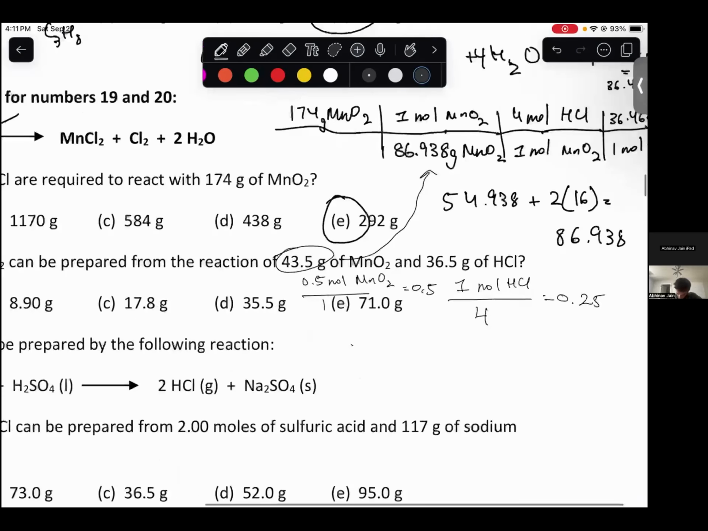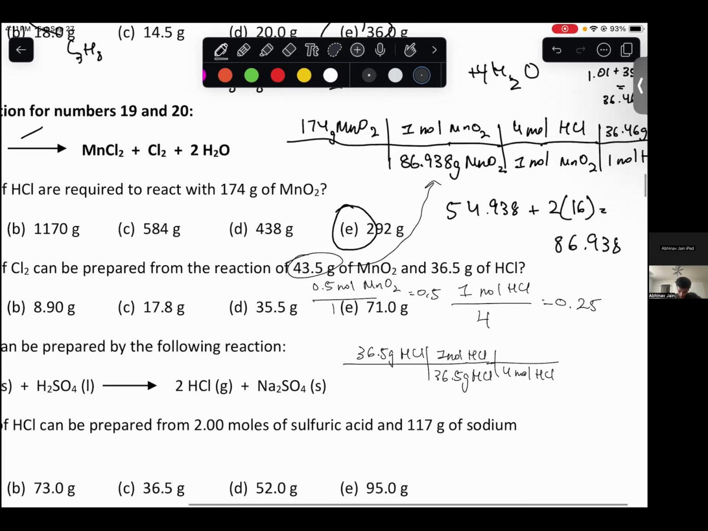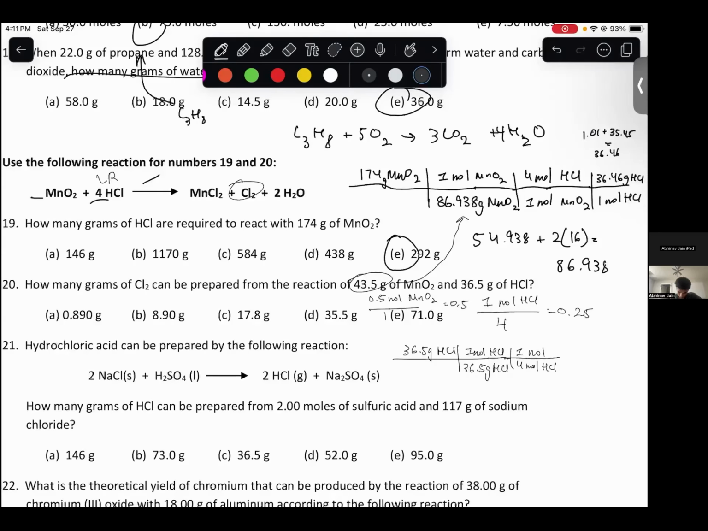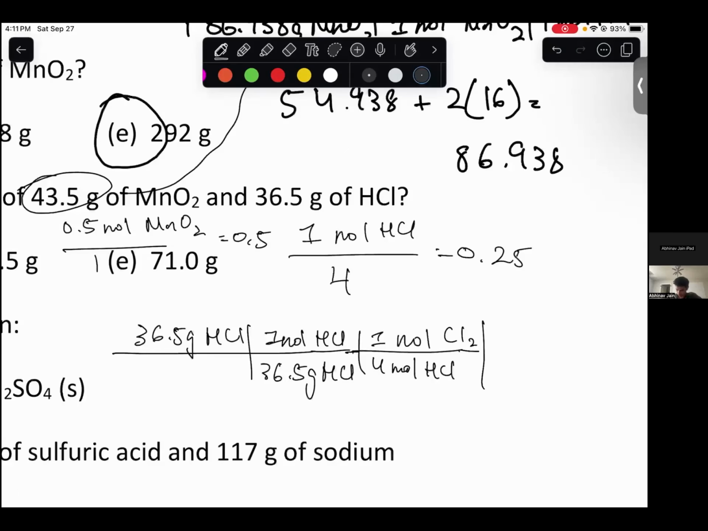So we know that for every 36.5 grams HCl, we'll have 1 mole HCl. And we know that for every 4 moles HCl, we'll have 1 mole of Cl2. And then for every 1 mole Cl2, let's calculate the molar mass of Cl2. That's just 2 chlorines, so it's 35.45 times 2. So that's going to be 70.9 grams Cl2. So now we're in the correct units.